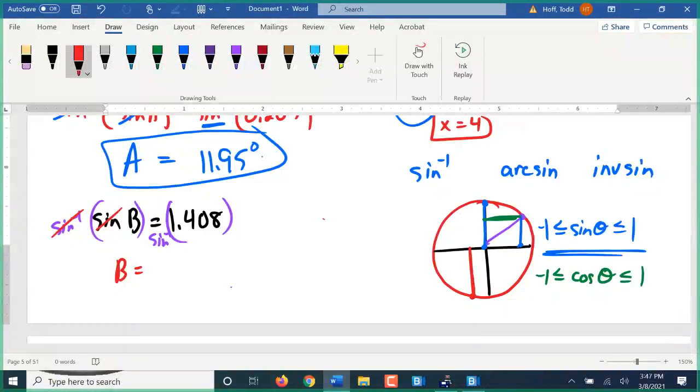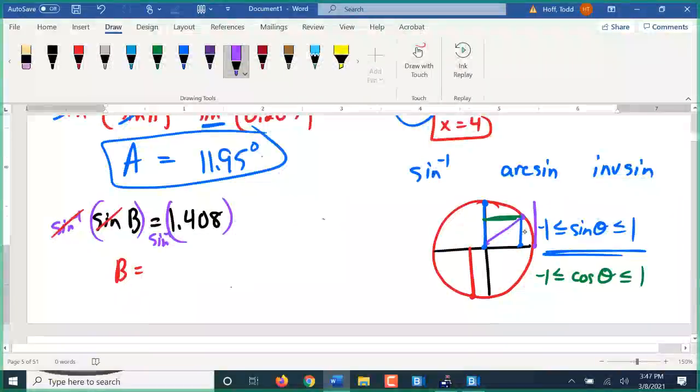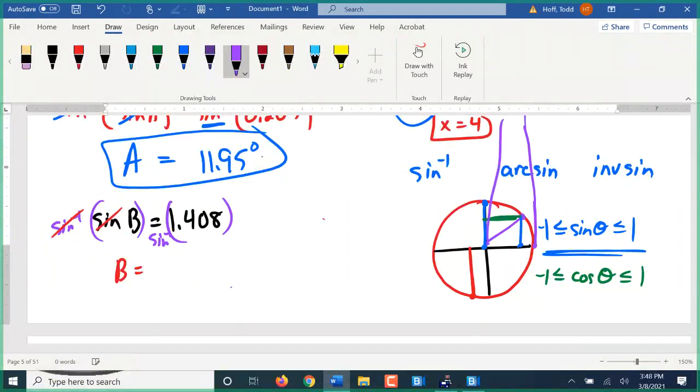Tangent was over here, right? Are there any restrictions on that? No, that could go on forever. If we have an 89-degree angle, that gets way up there, doesn't it? So tangent can be any value. Cotangent can also be any value. How about secant and cosecant?